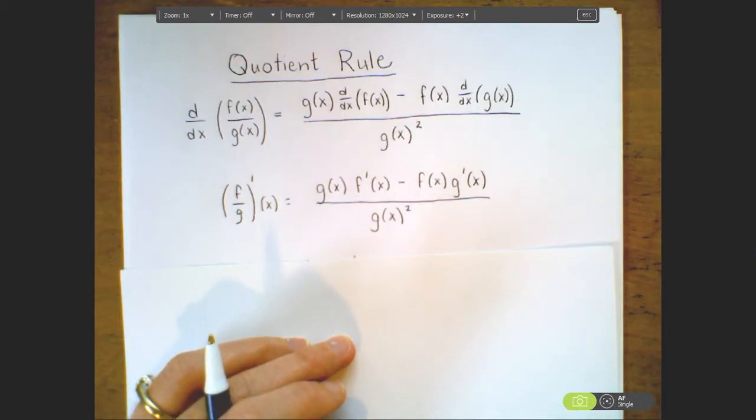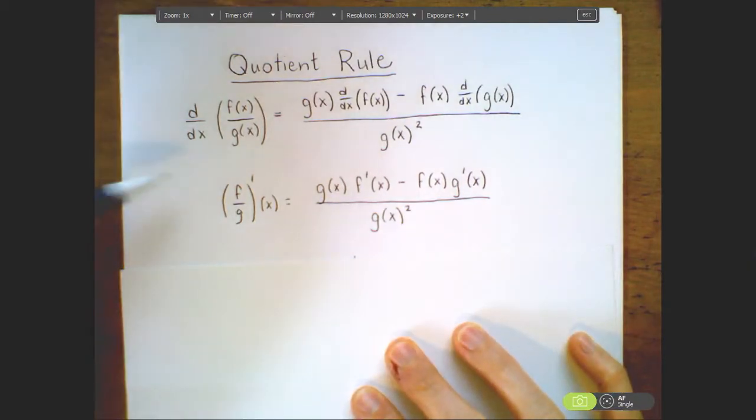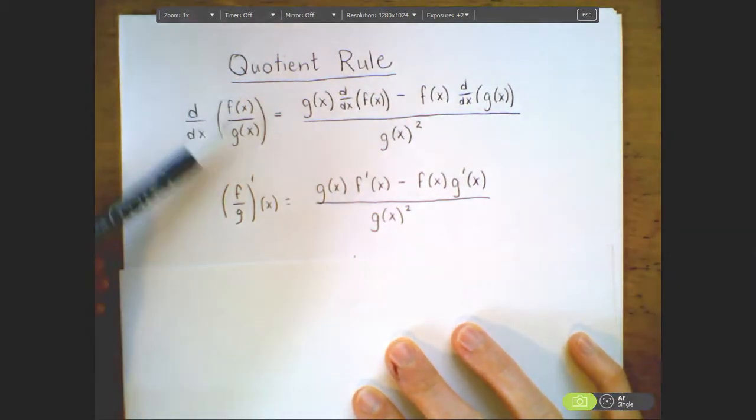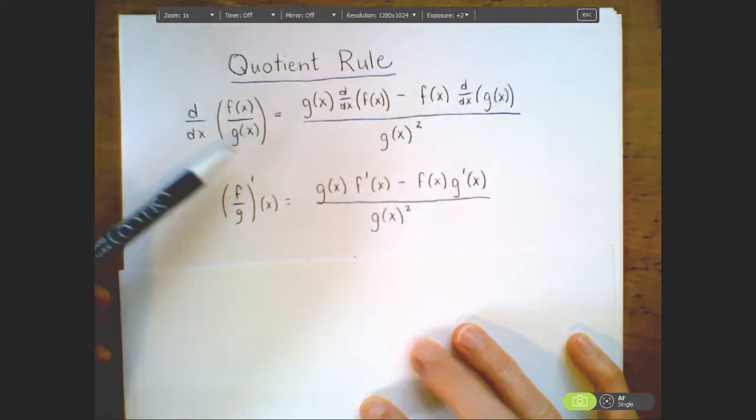So last time we talked about product rule, which is taking the derivative of the product of two functions. Now let's talk about quotient rule, which is taking the derivative of the quotient of two functions. Let's say I have two functions, f of x on top and g of x on bottom. I'm just going to start off with the definition.